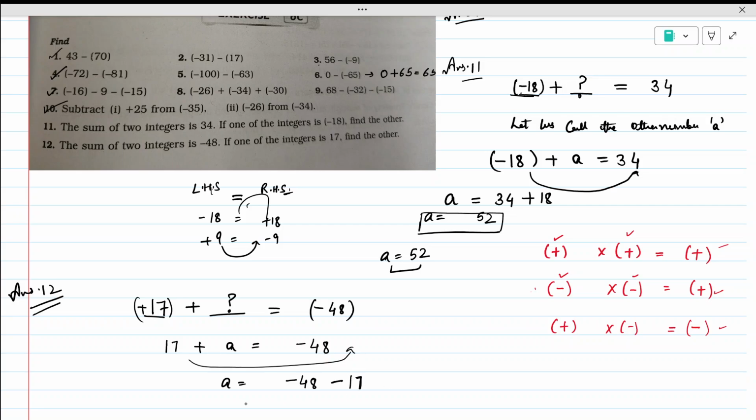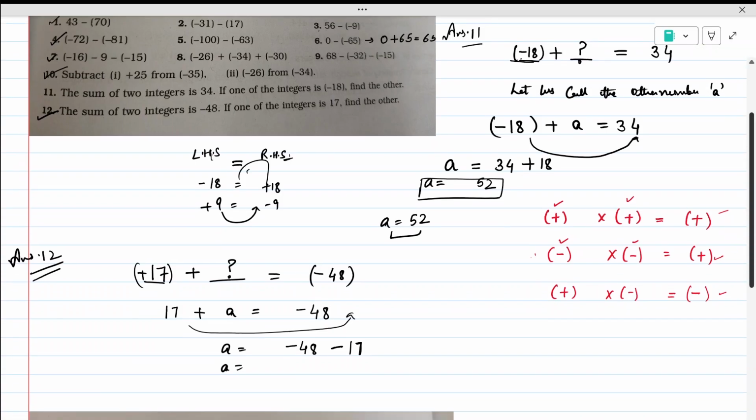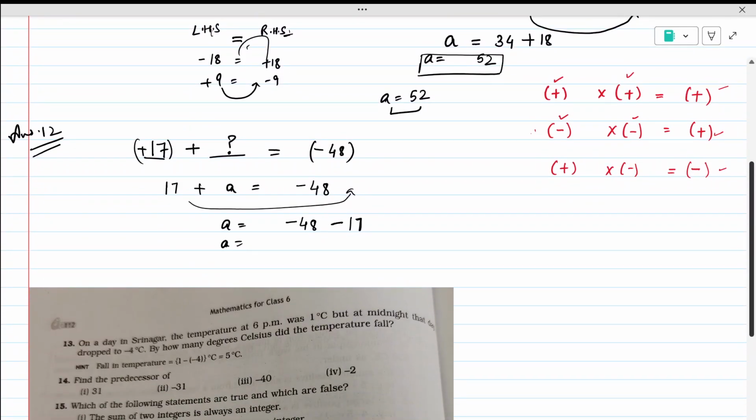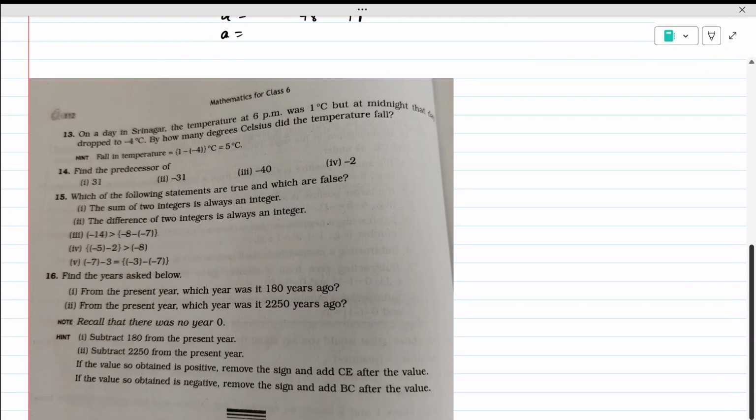And you know what you have to do next, right? Add them and put the sign of the bigger number. Okay. So this is how we have to do this question. So I hope, kids, you are getting it. This is the main thing which you should always learn and understand. This we have already covered in our NCERT questions.